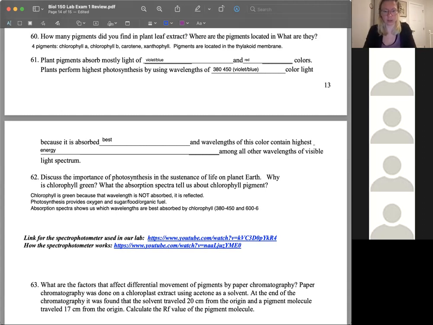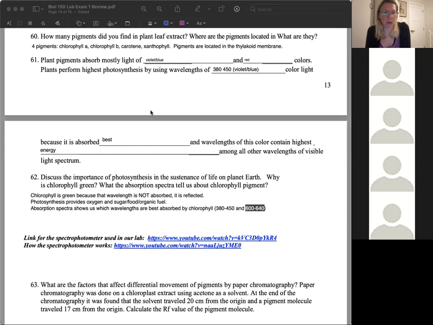Well, let's just say 600 to 640, I think. I don't have it memorized. I think it sounds right. Maybe it's higher. Now I want to go look at my absorption spectra. Let's see.